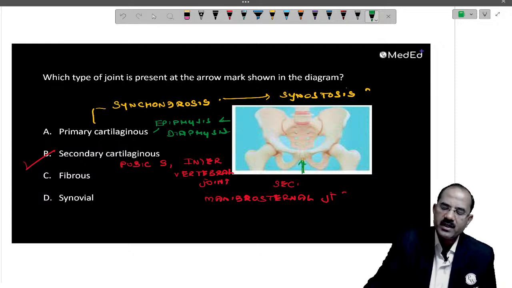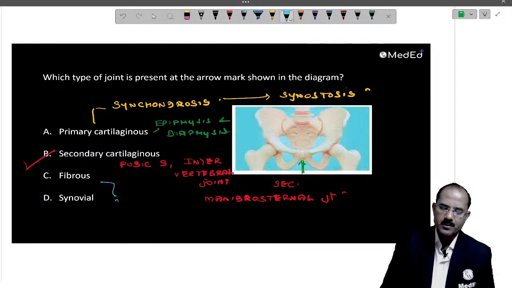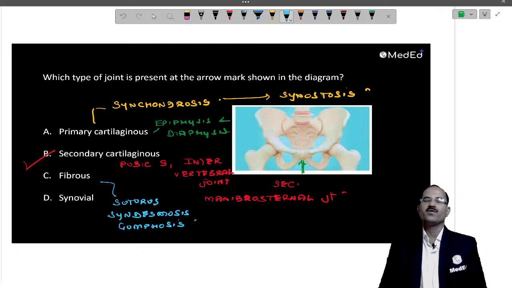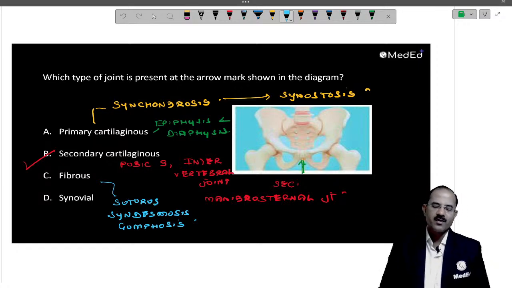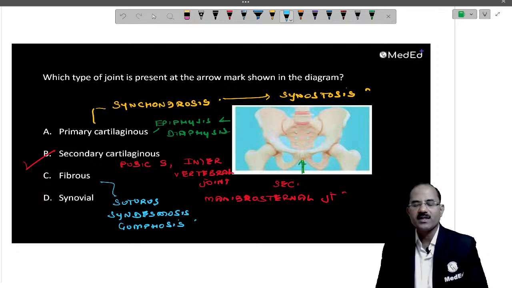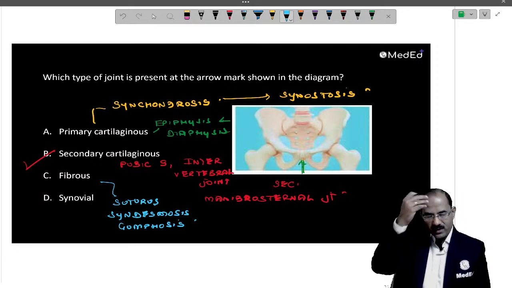Fibrous joints are of three types. Can anyone tell me the three types of fibrous joints? Sutures, syndesmosis, and gomphosis. These are the types of fibrous joint. Sutures are found in the skull.